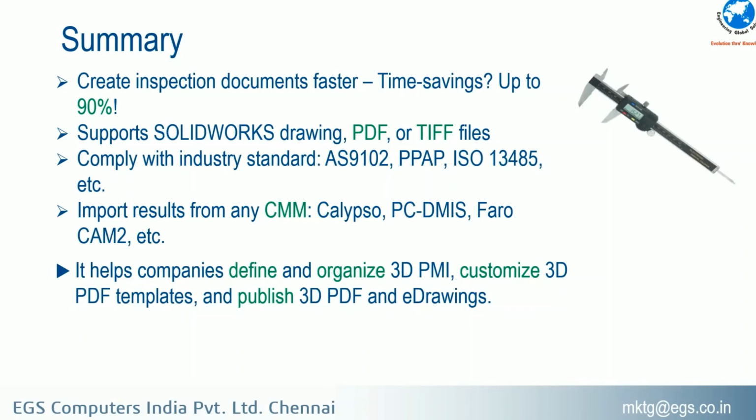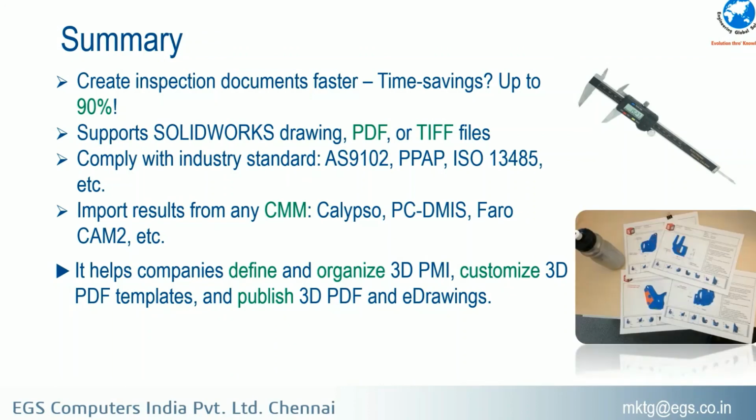So we are at the end of the session. The summary of this presentation is that it is a time-saving process to create all your inspection documents even faster, up to 90%. It can capture information from PDF and TIFF files, and also from other CAD vendors, like CATIA drawings and DWG drawings, etc. Once you have done everything, if you get output from your CMM, it can also import the results from CMMs like Calypso, PC-DMIS, Ferro, CAM2, etc.